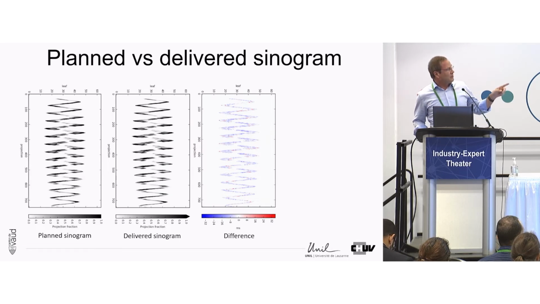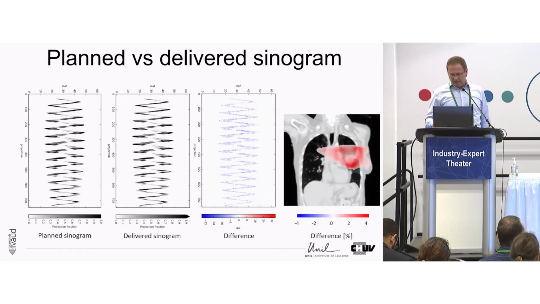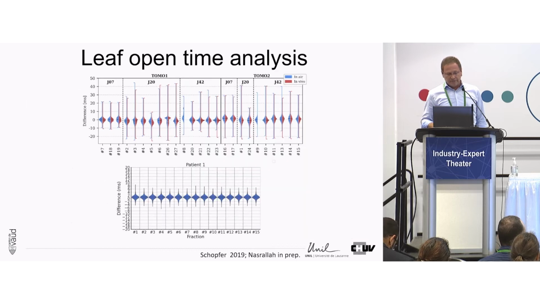So on the left you have the planned sinogram, which is what is expected to be delivered. In the middle, the delivered sinogram, and on the right, the difference in milliseconds for all the leaves during the irradiation. So there are differences between the planning and the delivery, and the consequence is that we may also have a dose difference. So that tool allows us, not to QA, but at least to report what happened during the irradiation. And then we can play with that.